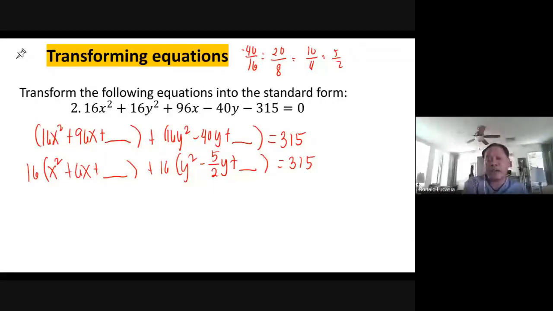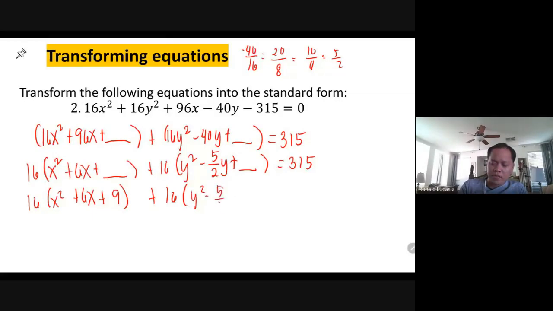You look at our x part. The numerical coefficient there is already expressed in 1, x squared plus 6x plus a certain number. And then for the y part, it's y squared. So the next step is to get half of b. In our b, there is 6. Half of b is 3. Half of 6 is 3. Now, we square that. When we square 3, 3 times 3, that's 9. Plus 16, you have there y squared minus 5 over 2y. Half of 5 over 2 is 5 over 4.